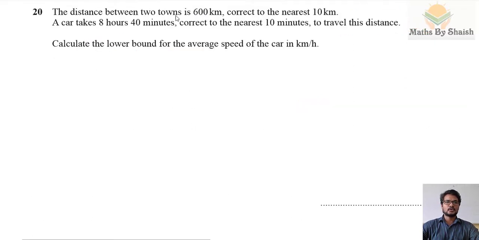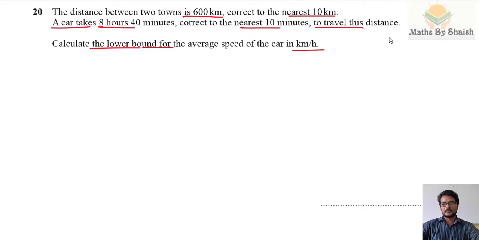The distance between two towns is 600 kilometers, correct to the nearest 10 kilometers. A car takes 8 hours 40 minutes, correct to the nearest 10 minutes, to travel this distance. Calculate the lower bound for the average speed of the car in kilometers per hour. So we have distance, speed, time, and we are talking about the speed. Speed is distance upon time.